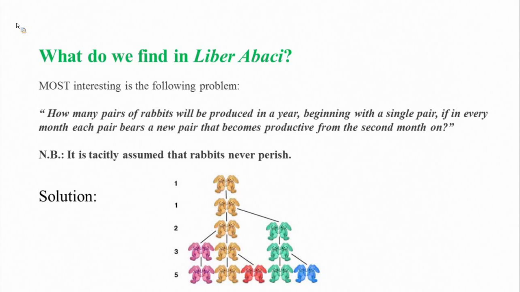You find the Fibonacci problem about rabbits, right? So how many pairs of rabbits will be produced in a year beginning with a single pair, if each month every pair bears a new pair that becomes productive from the second month on? Basically, rabbits never die. You assume that. Otherwise, we have a different problem. These rabbits aren't dying. So let's assume we've got 5 rabbits here.